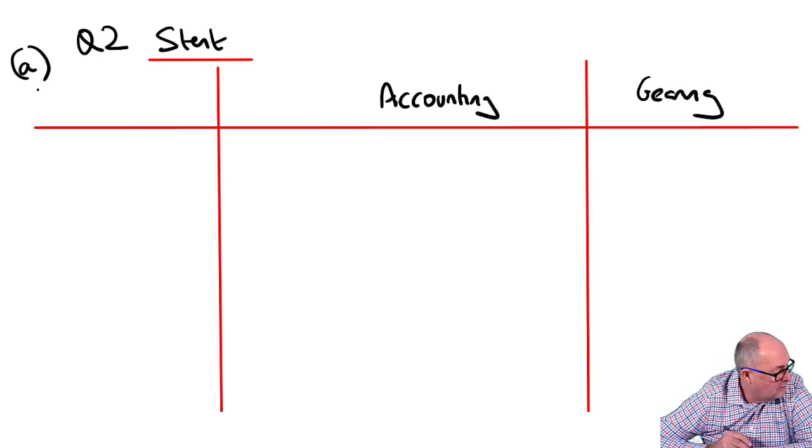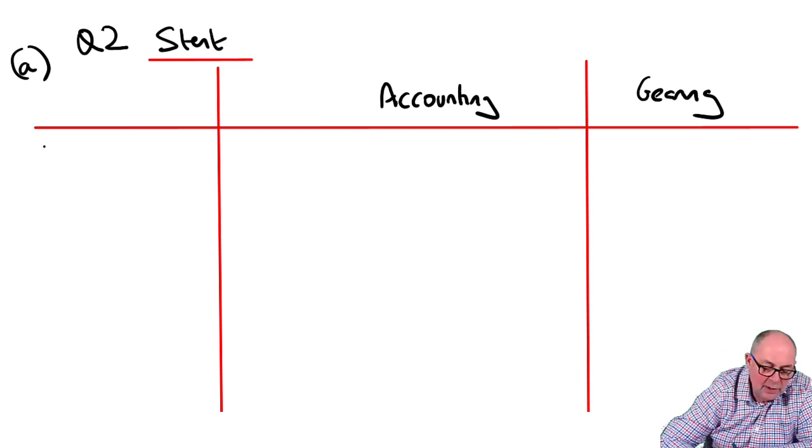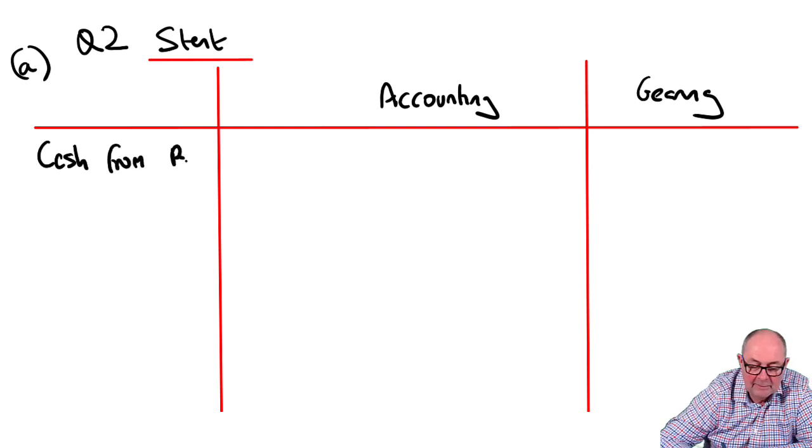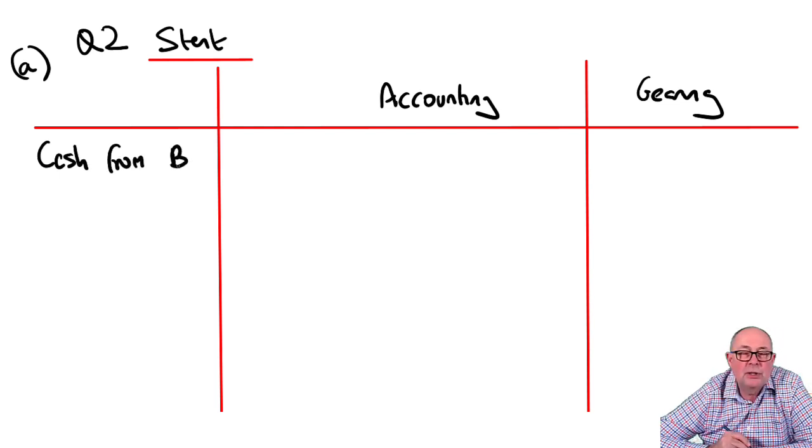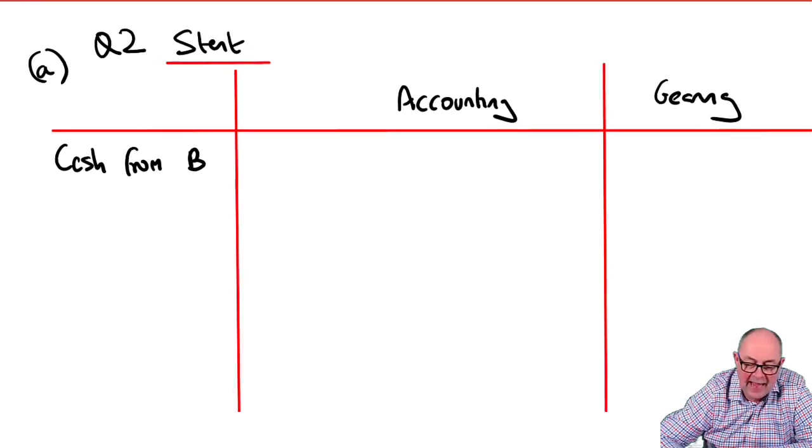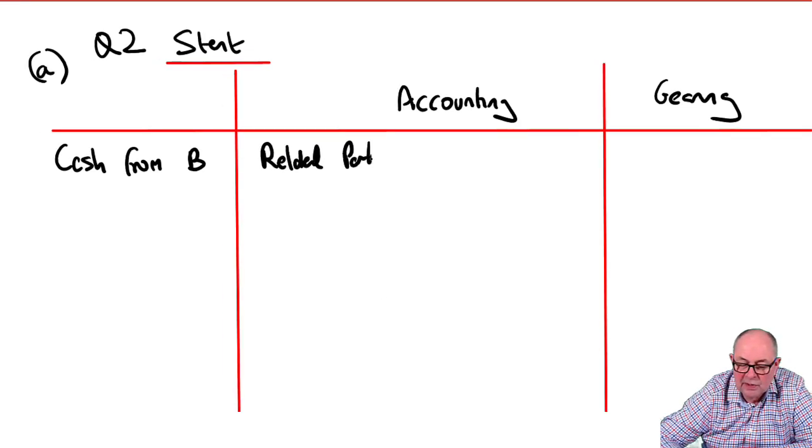The first issue was a cash advance from Budster. So you've got cash from Budster. Accounting knowledge: because the companies have some common control, that's a related party transaction. So therefore, it needs to be disclosed.